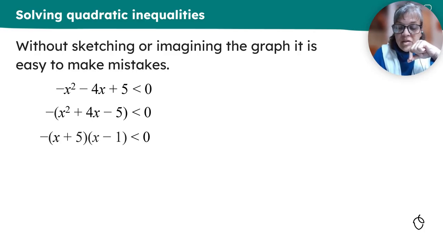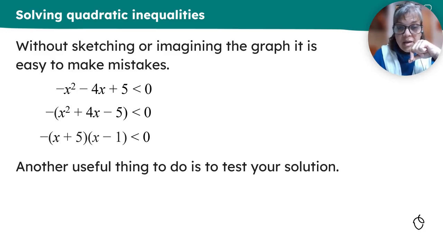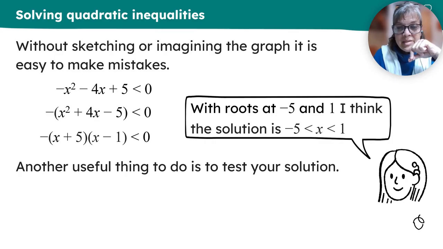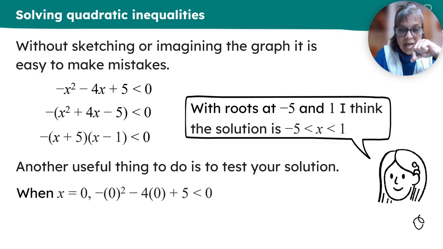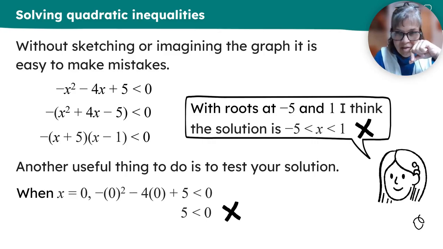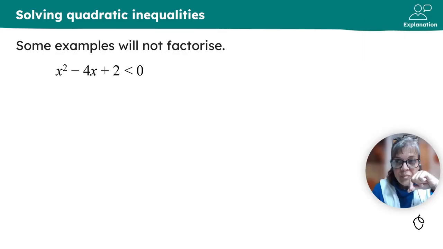Another useful thing you can do is test your solutions. If you had said, okay, I think x is in between minus 5 and 1, you can test your solution with a value in between. And you would find out that it says 5 is less than 0. And that could have also helped Sophie to realize that this is not the correct solution to this inequality.